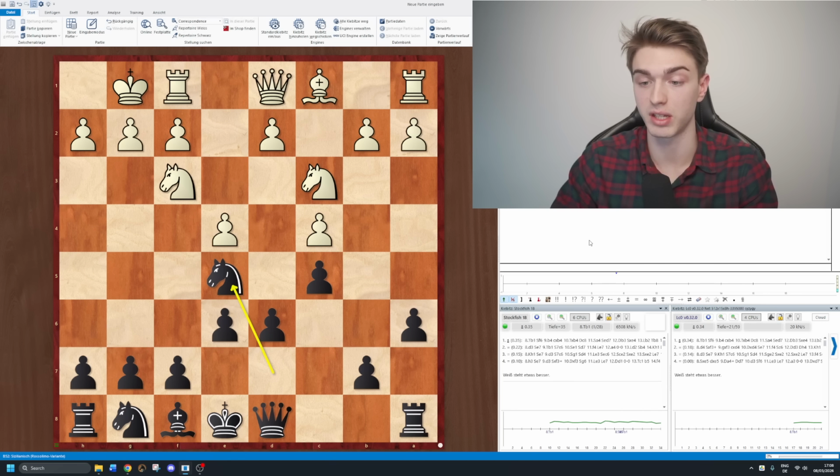Now, hopefully this was of some help. This is how I usually analyze. Another important thing is not just to look at the engine. I have the engine down there. I'm not just looking there all the time. I'm not looking at the board. This is something also which you need to understand with more experience.